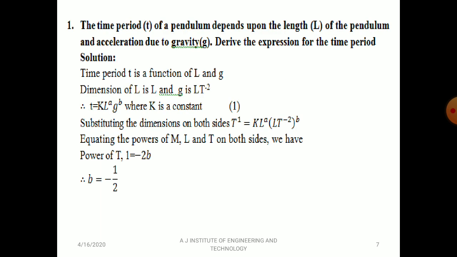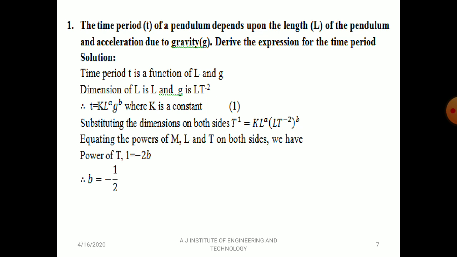So it's a very simple problem. First we have to classify the parameters into dependent and independent. Then we have to express them in the form of exponents and some constant, that is t equal to k into L to the power a into g to the power b. Now we have to write dimensions on both sides of the equation for time period, for length and for acceleration due to gravity. Then we should go for equating the powers of m, L and t. Here, as there is no m term, we need not go for equating the power of m. Even if we do, we are going to get 0 equal to 0. So it's of no use.